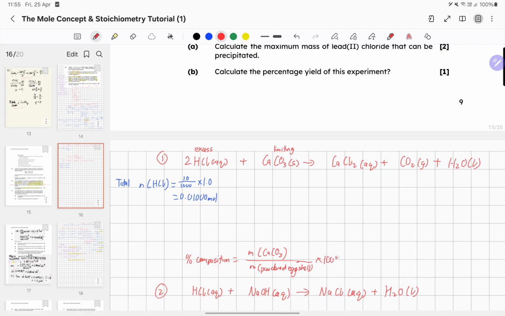Times 100%. And I know that the mass of powdered eggshell given is 0.400 grams. So this is 0.400 grams, okay? And now I need to know what is the mass of CaCO3. If I want to know what's the mass of CaCO3, I need to find out what is the number of moles of CaCO3. If I want to know what is the number of moles of CaCO3 reacted, I will need to know what is the number of moles of HCl reacted.